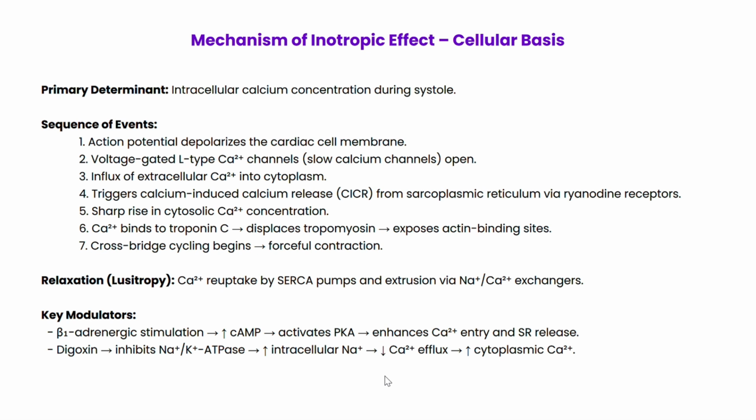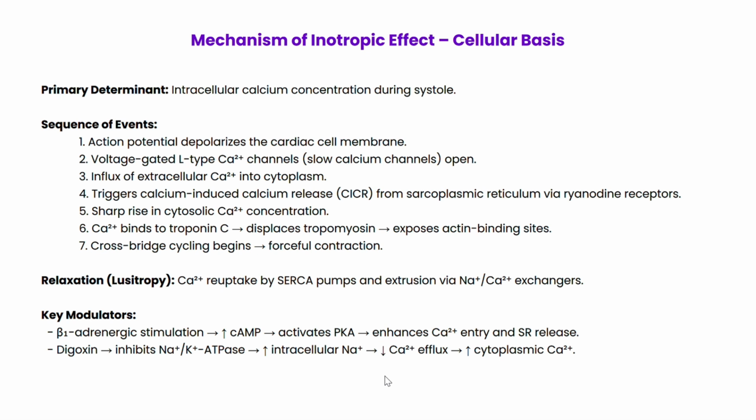Here is what happens step by step. In step 1, it starts with an action potential depolarizing the membrane of the cardiac cell. In the second step, this opens voltage-gated L-type calcium channels, also known as slow calcium channels, located on the cell membrane. Third, calcium enters from the extracellular fluid into the cytoplasm.